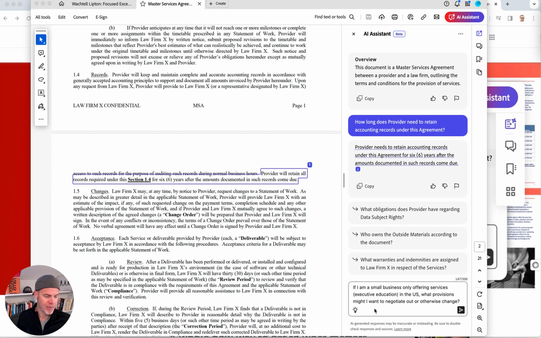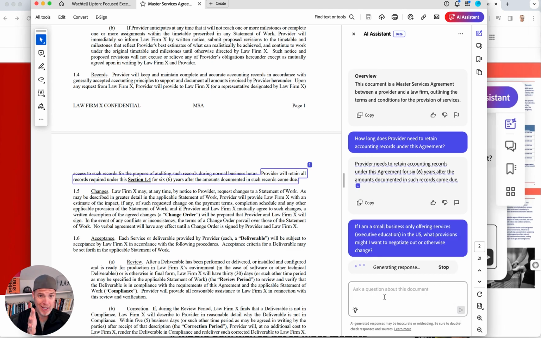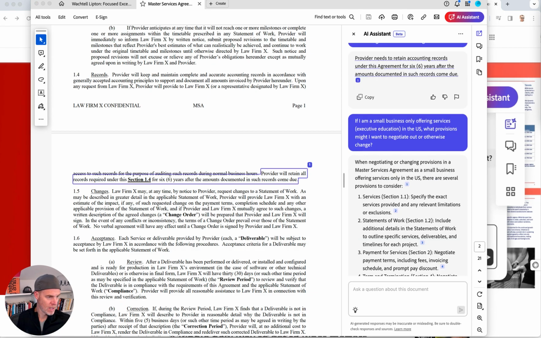Basically say I'm a small business owner and I have Adobe, lots of small business owners do, and they've been asked to sign an MSA like this. So I just put in here, if I'm a small business only offering services, executive education, in the US, what provisions might I want to negotiate out or otherwise change? Now, I have no idea what it's going to do with this. I don't know if it's going to basically say, sorry, I can't tell you that. Let's find out together here.